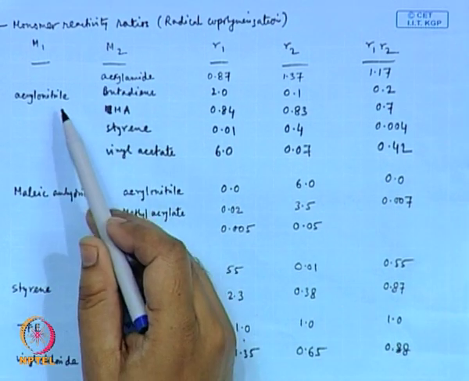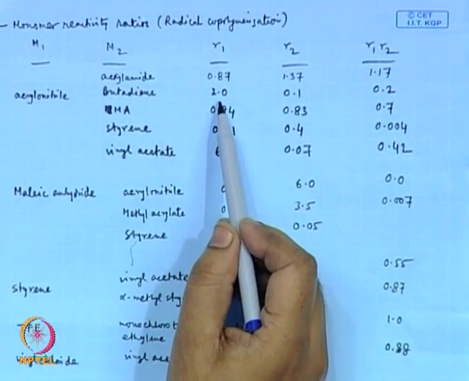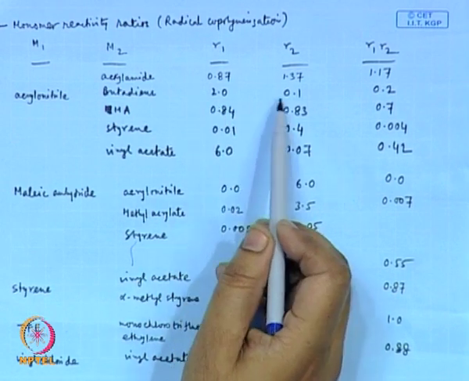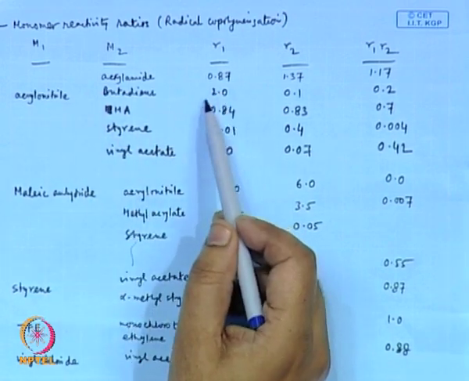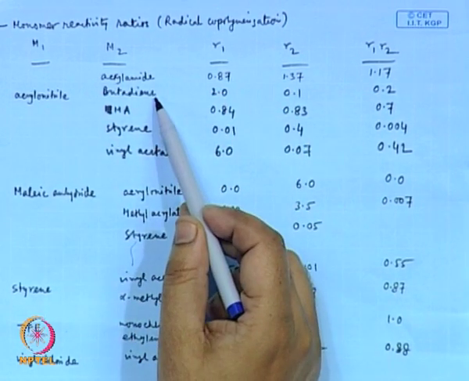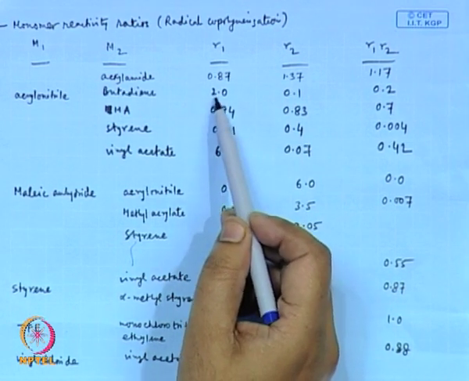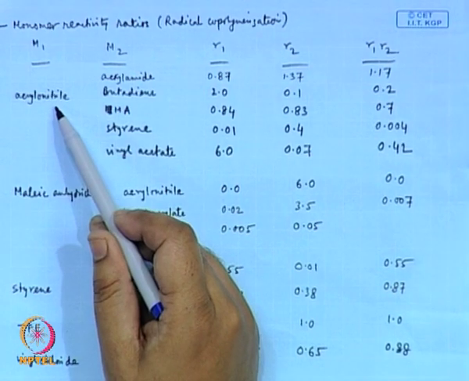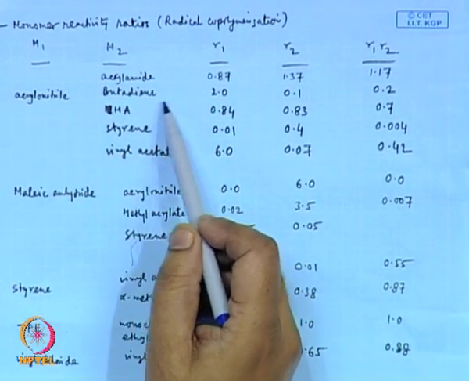If you take a case like acrylonitrile and butadiene, then this is a higher number, this is a lower number. So, acrylonitrile has more tendency to homopolymerize and butadiene has a higher tendency to copolymerize. So, you will essentially get a copolymer at the beginning that is rich in the monomer unit derived from acrylonitrile, and once acrylonitrile is consumed, then you will get homopolymers of butadiene.